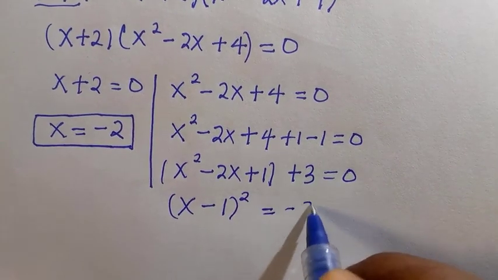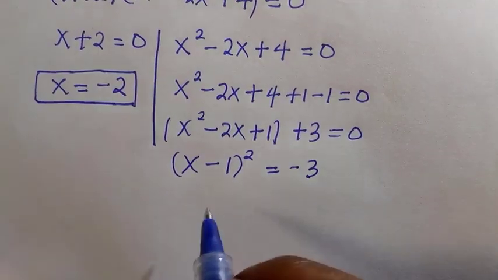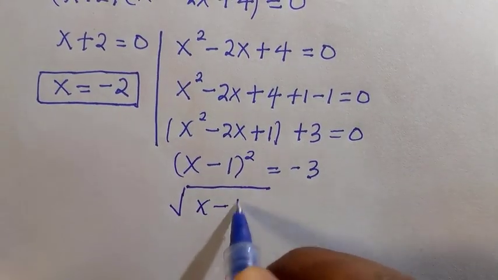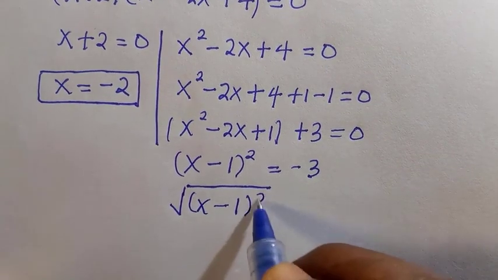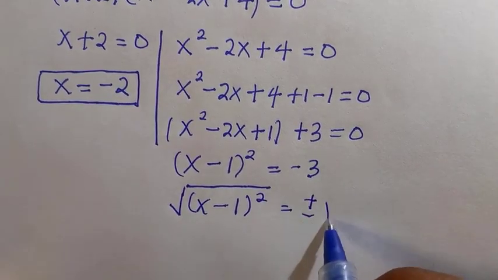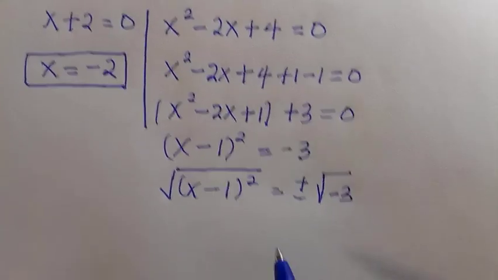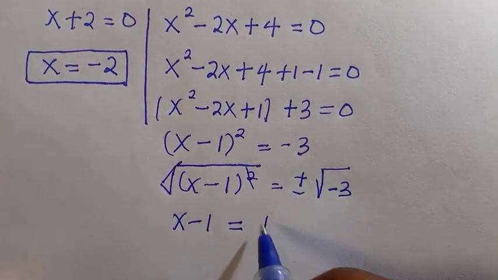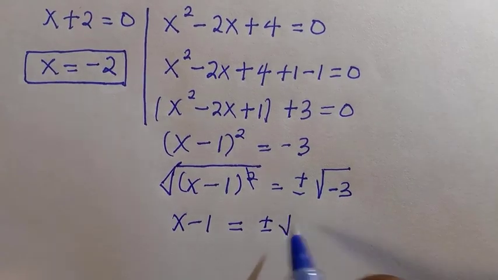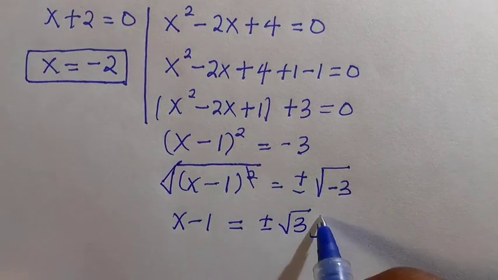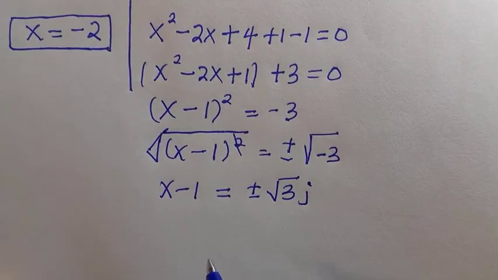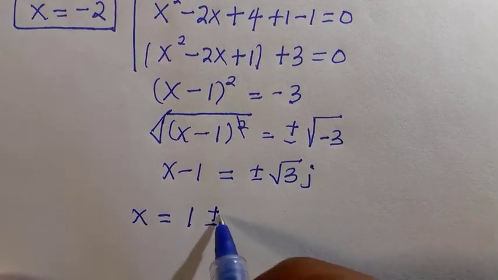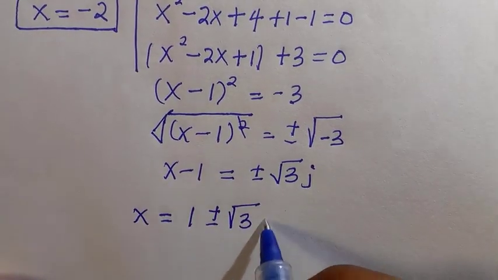And we transfer 3 to the other side, which is minus 3. So therefore, if you take the square root of both sides, we have (x minus 1) raised to the power of 2 equals plus or minus the square root of minus 3. So if square cancels square root, we have x minus 1 equals plus or minus. This is a complex root, so it becomes root 3 with the imaginary letter, which is j. So we have x equals 1 plus or minus the square root of 3j.